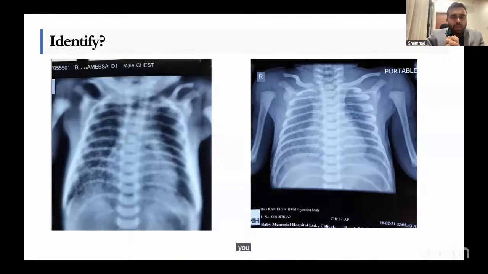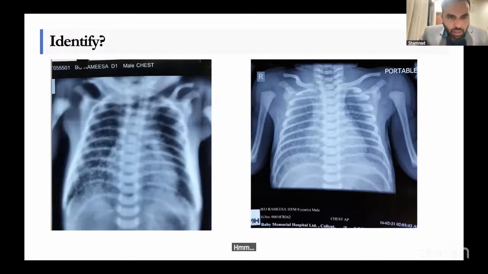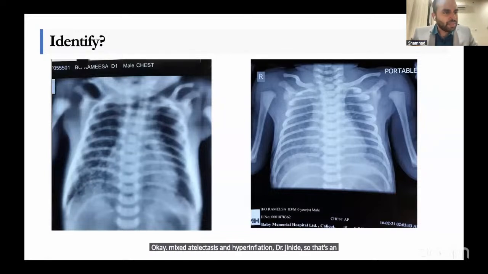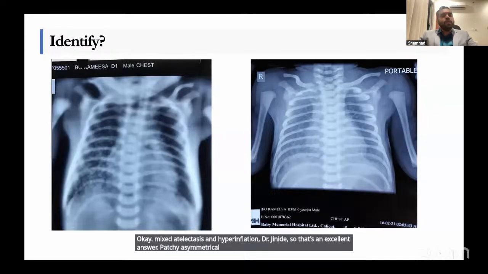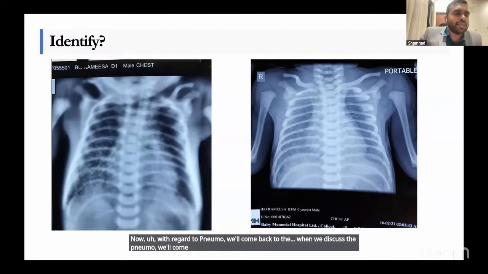Okay. And so what is the findings of this X-ray? Pneumo. Okay, good. So that's an interesting comment. Mixed atelectasis and hyperinflation, Dr. Junaid. So that's an excellent answer. Patchy asymmetrical opacities. Okay. Now, with regard to pneumo, we'll come back to the pneumo when we discuss it, again in this case scenario.